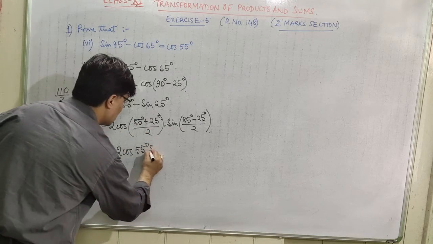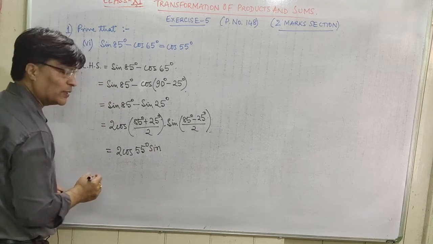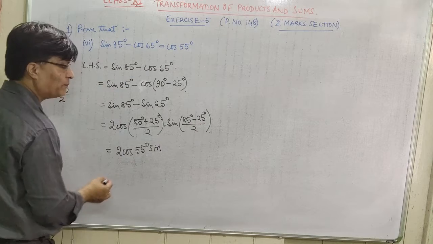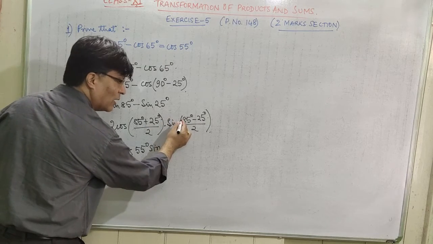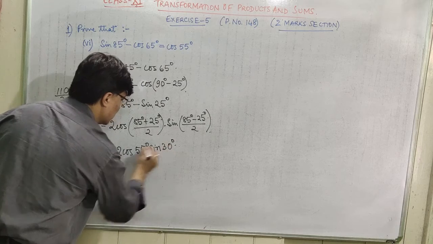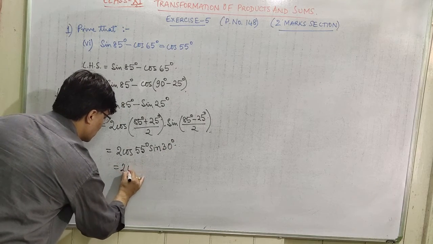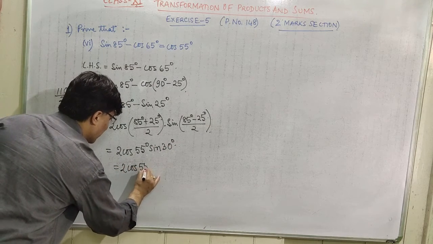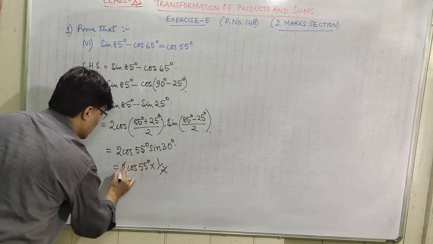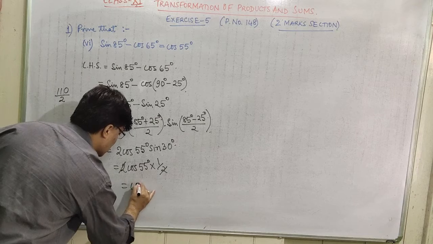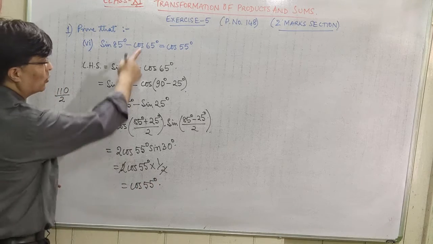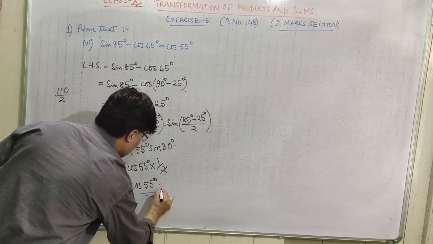Next. So it is sine, what do we get here? 85 minus 25. What is 85 minus 25? 5 minus 5 is 0 and 8 minus 2 is 6, so 60 by 2 is 30 degree, right? So which is equal to 2 cos 55 degree into what is sine 30? Sine 30 is half. So 2 gets cancelled, which is equal to cos 55 degree. So which is equal to right hand side.